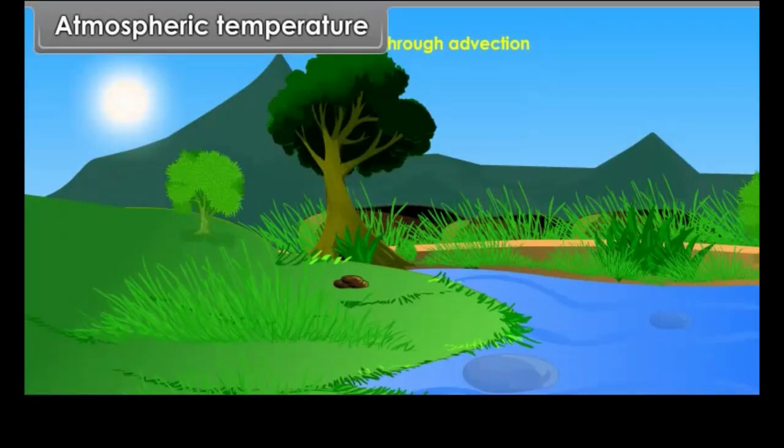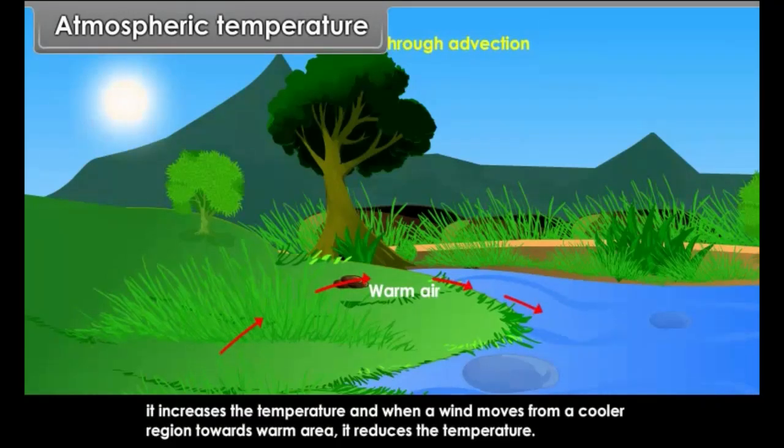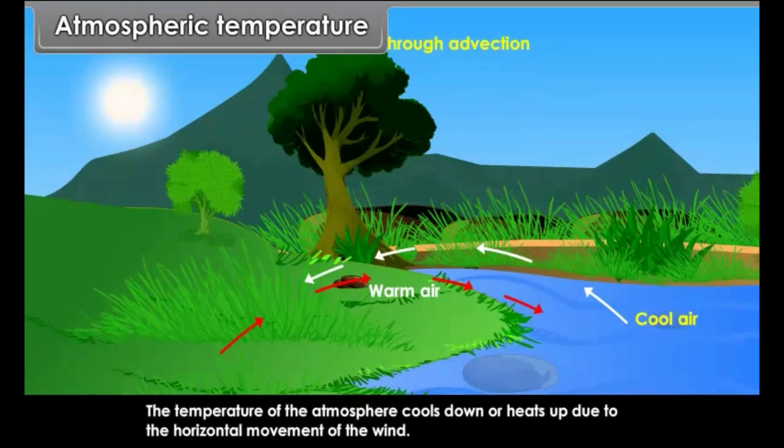Through advection. When the wind moves from a warm region towards a cooler region, it increases the temperature. And when a wind moves from a cooler region towards a warm area, it reduces the temperature. The temperature of the atmosphere cools down or heats up due to horizontal movement of the wind.